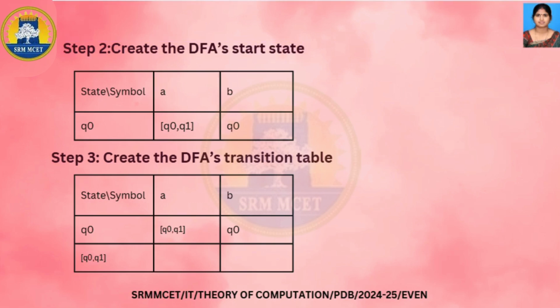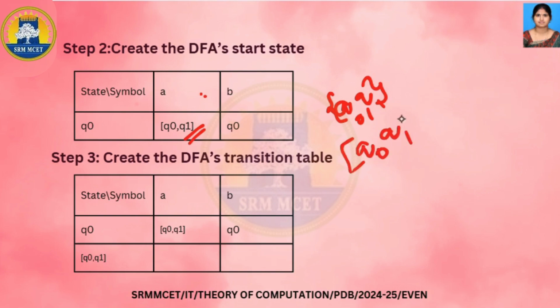The DFA start state should be equivalent to the NFA start state. We have seen in the previous slide that the start symbol is Q0, and the transition of the input A is Q0, Q1 and B is Q0. The only difference is that we have changed the set bracket into a square bracket. Why? Because a set bracket is considered as multiple states, but in a DFA it is not possible to have multiple states using a single input, so we have considered the Q0 Q1 state as a single state. That's why we have used the square bracket.